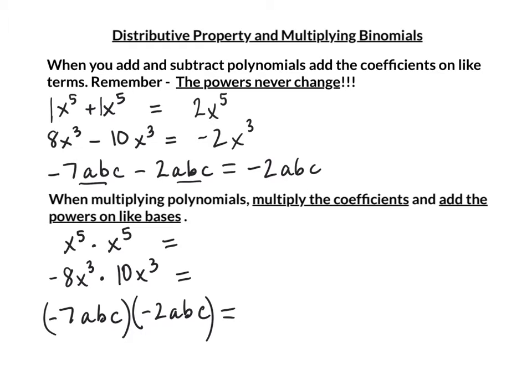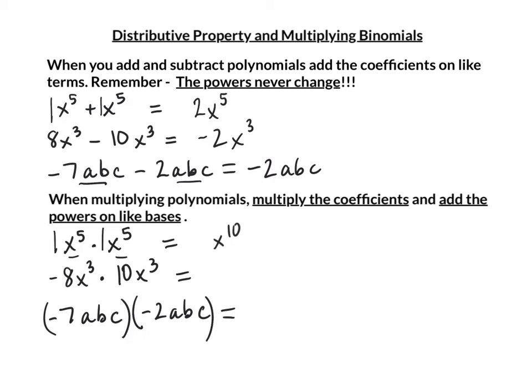Then we multiplied. When you multiply polynomials, you multiply the coefficients and add the powers on like bases. Remember, you can only add like terms. When you're multiplying, that's completely different. I'm going to take 1 times 1, and that's going to be 1, and I don't need to put that 1. X to the fifth times x to the fifth, well, there are 5 x's there multiplied, and 5 more here. That means altogether there are 10 multiplied.